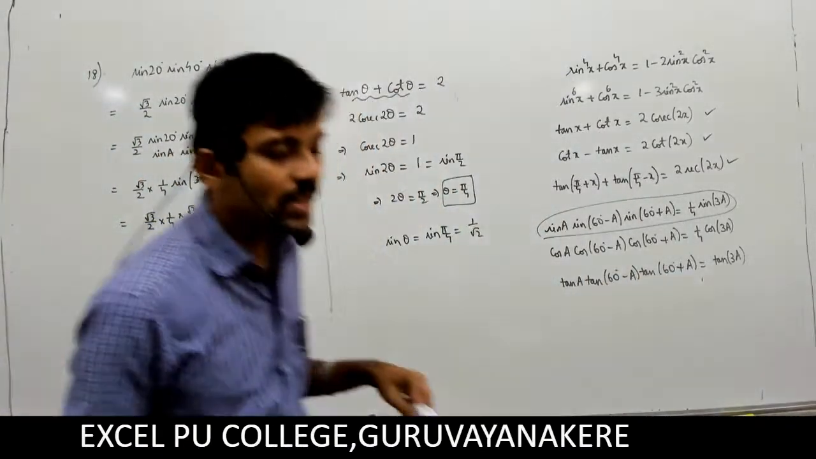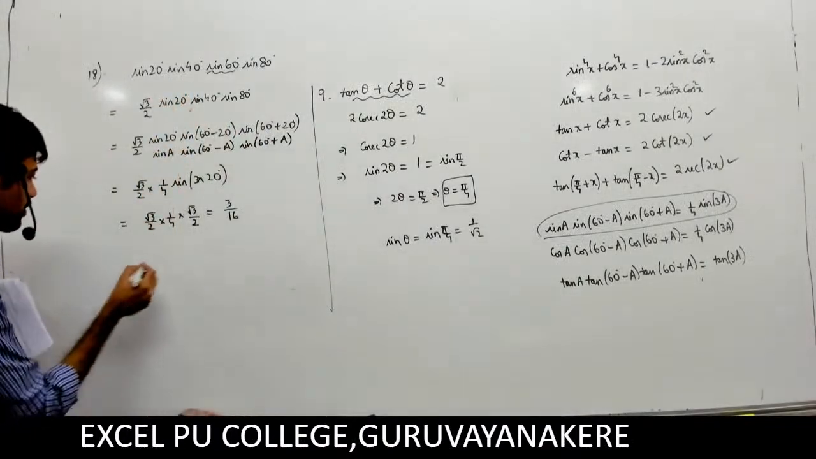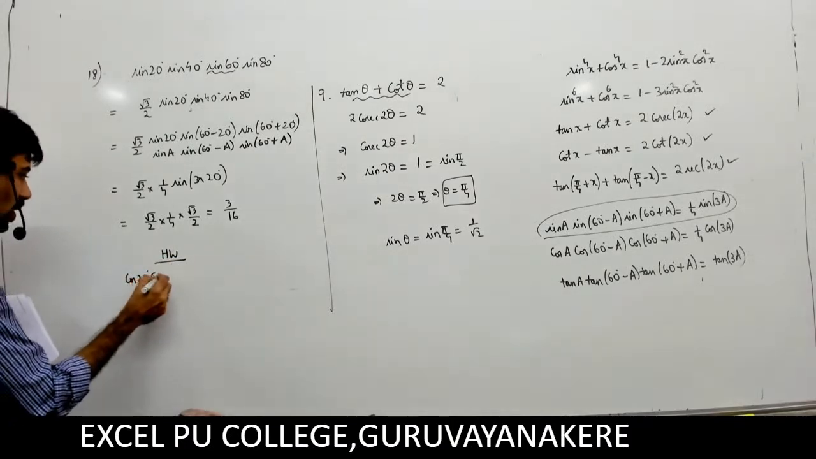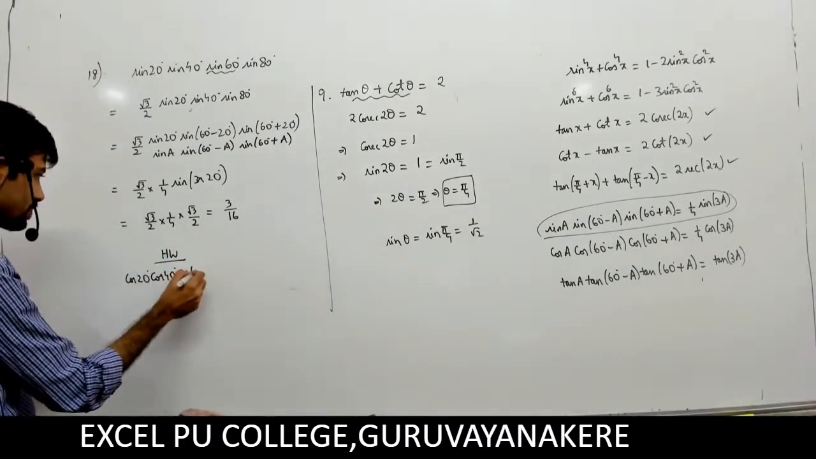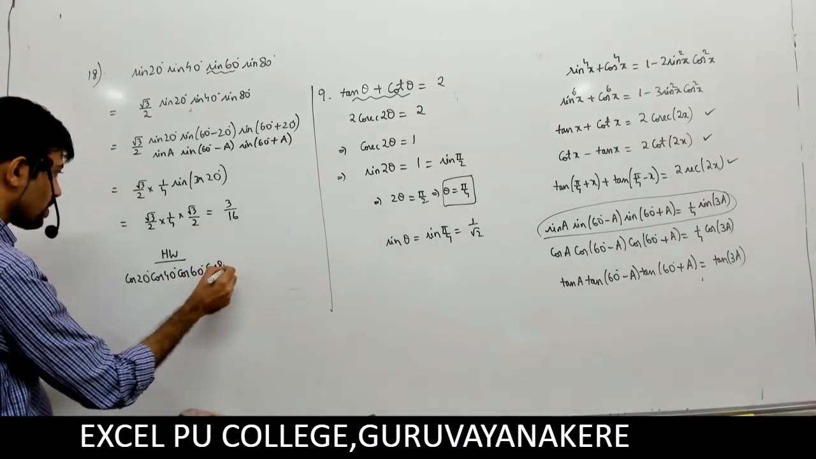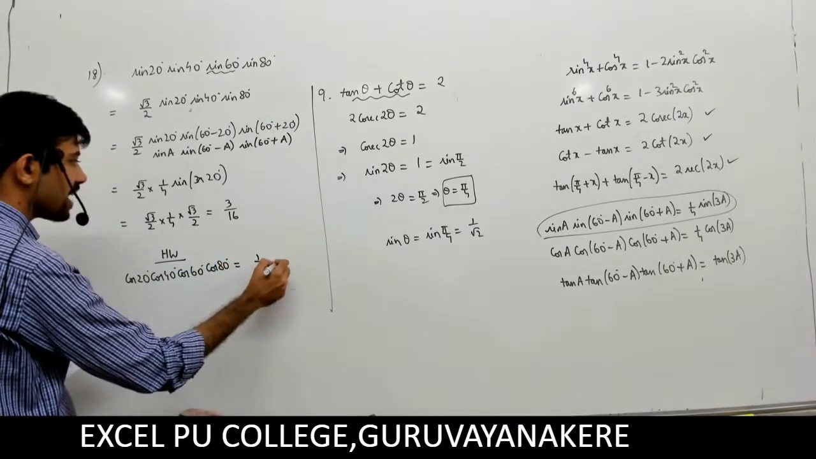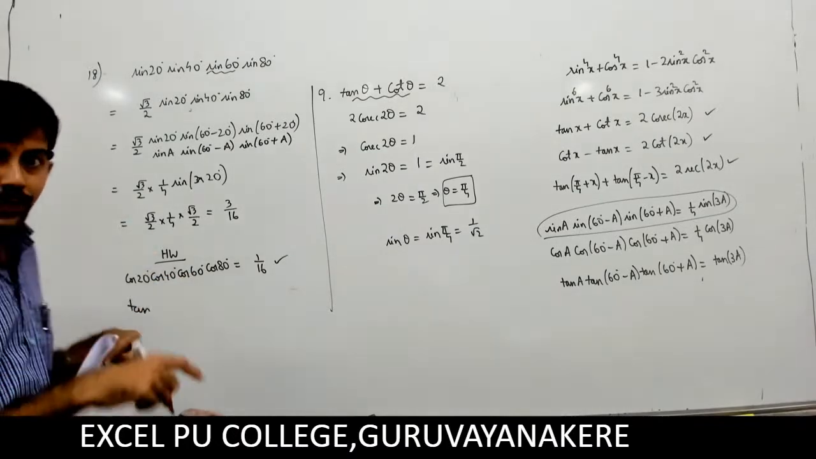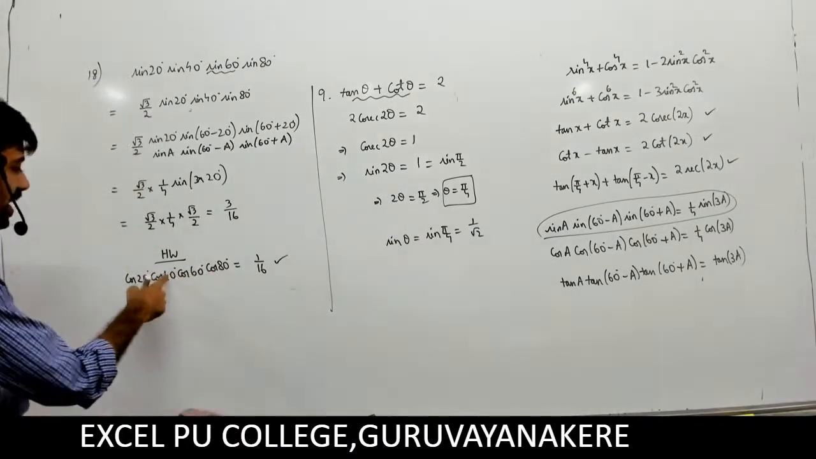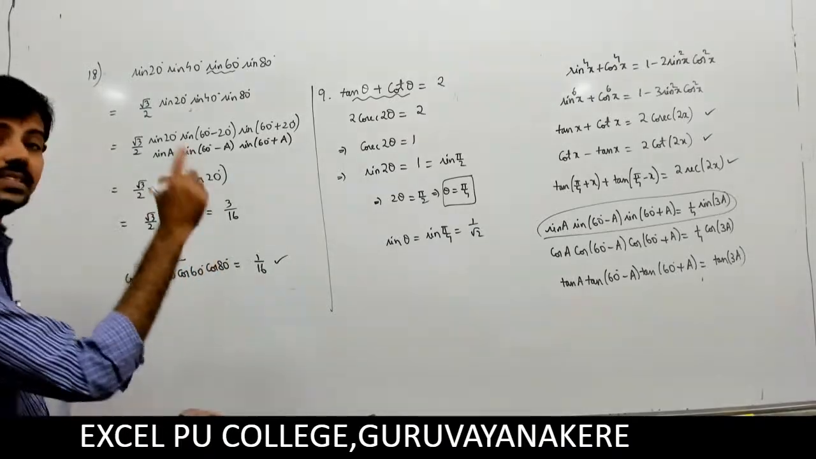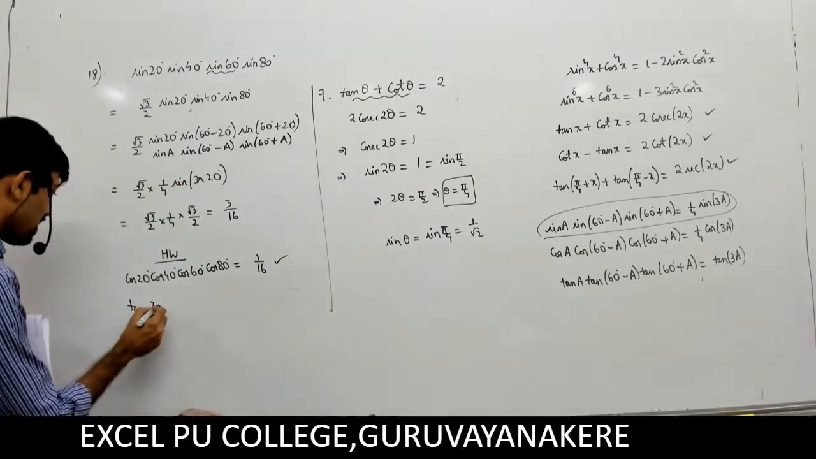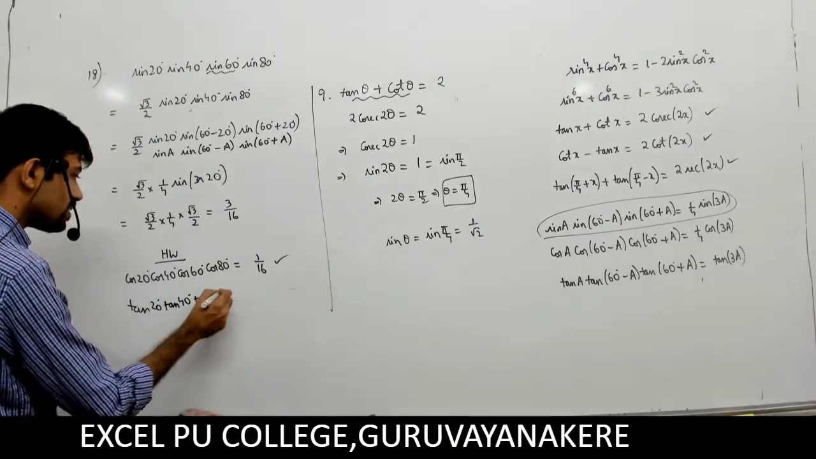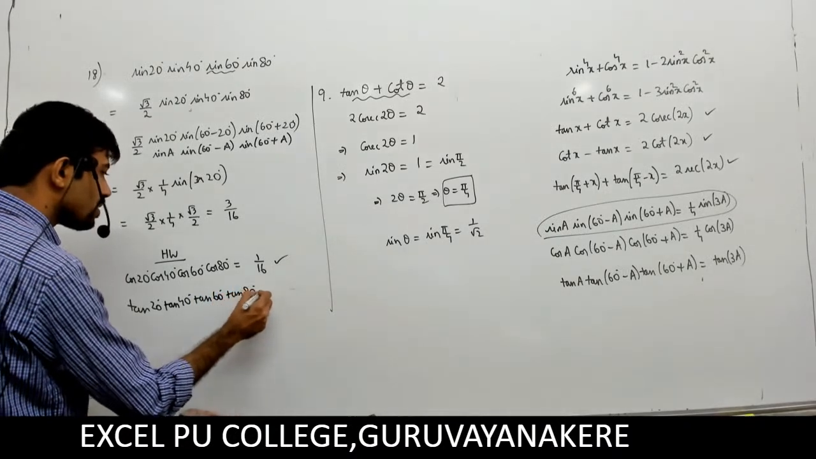Is that clear? Similar type of questions I can give. You can practice homework. Okay, cos 20 degree, cos 40 degree, cos 60 degree, cos 80 degree, and this will be 1 by 16. Try this as homework. Okay. Express this cos 60, 1 by 2. Cos 40 and cos 80, 40 is 60 minus 20, 80 is 60 plus 20. Tan 20 into tan 40 into tan 60 into tan 80, this will be root 3. Try this.